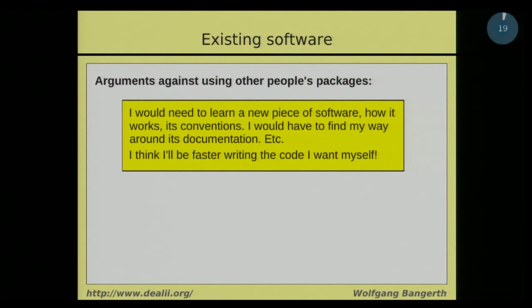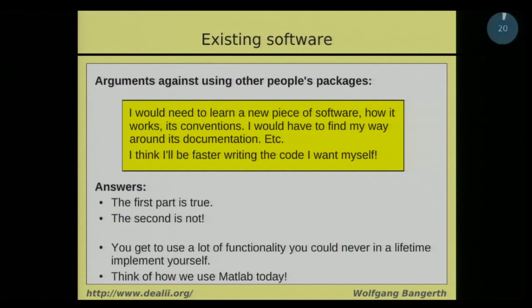All right, so to come back to the arguments that people have made against using existing libraries. One of the things that I often hear is that in order to use somebody else's software, of course you have to learn the conventions that are used in there, how it works. I need to read through the documentation. And people say, I'd be much faster if I just wrote all of this myself, because really I only want to solve the Laplace equation on the unit square. And I think the first part is certainly true. You have to learn a piece of software. You have to learn the philosophy that's behind this. But the second part is not true, that you are faster by writing the code yourself.